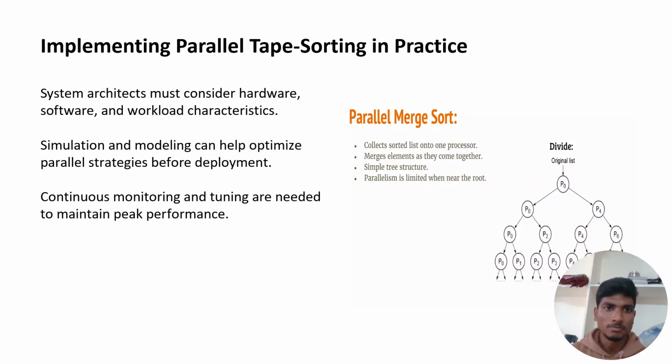When implementing parallel tape sorting in practice, system architects must consider hardware, software, and workload characteristics. Simulation and modeling can help optimize parallel strategies before deployment. Continuous monitoring and tuning are needed to maintain peak performance.